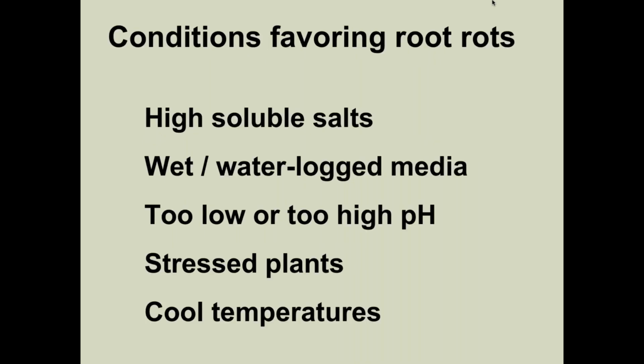So in general, conditions that favor root rots are excess soluble salts, fertilizer, having a wet or waterlogged media, having a pH that is either too high or too low, and that pH that's too high or too low can make nutrients either available in toxic levels or deficient, which slows plant growth. An unhealthy plant is more susceptible to the root rots. Stressed plants, heat stress, fertility stress, drought stress can all make them more susceptible to root rots.